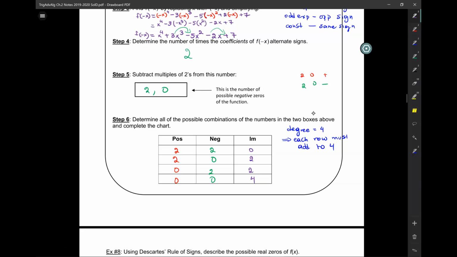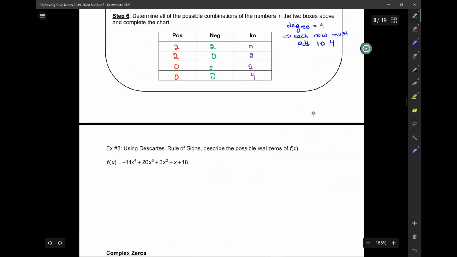This is how many positive zeros this function will have. It can either have 0 positives or 2. How many negatives and then how many imaginaries? One last word is that this column can only have even numbers.